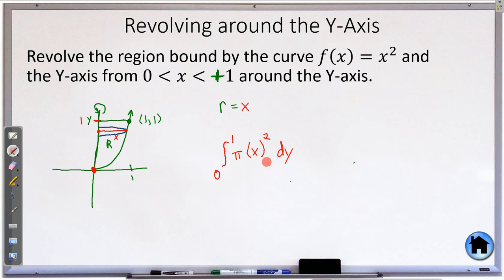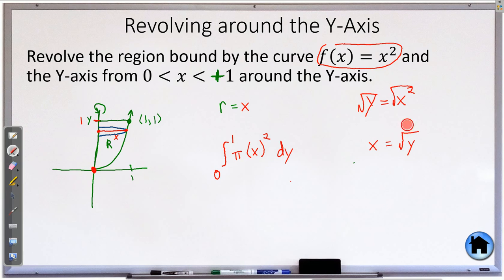Now again, we have the problem that the x's and the y's don't match. So we have to change this x into a y. And we go back to our function for that. So f of x is equal to x squared. Think of that this way. F of x is the same thing as y. So we have y is equal to x squared. Well, we need to get x by itself, so we square root both sides. And we get x is equal to the square root of y.